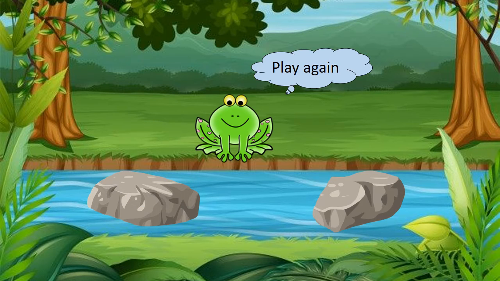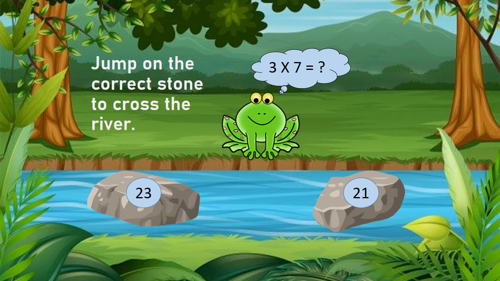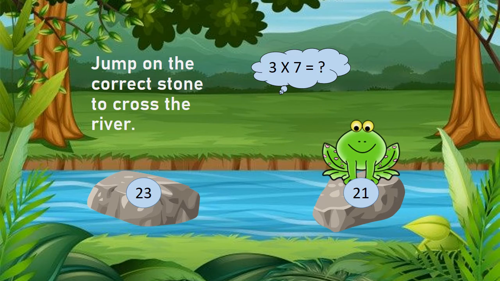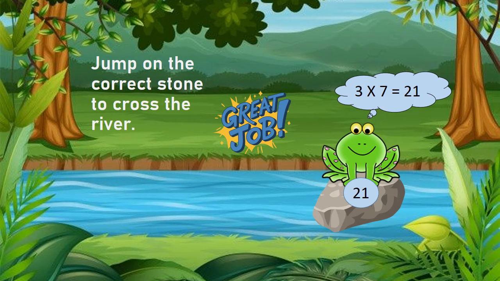Do you want to play again? Yes. What is 3 multiplied by 7? The frog jumps on 21. Yes, correct. 3 multiplied by 7 is 21. Great job.